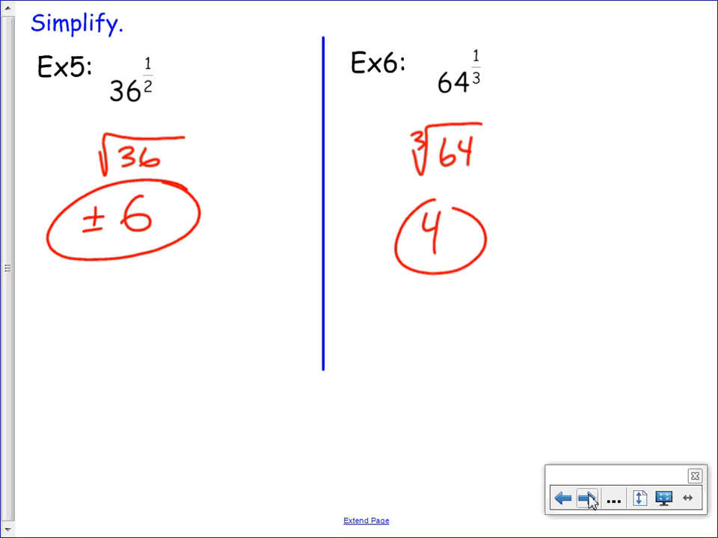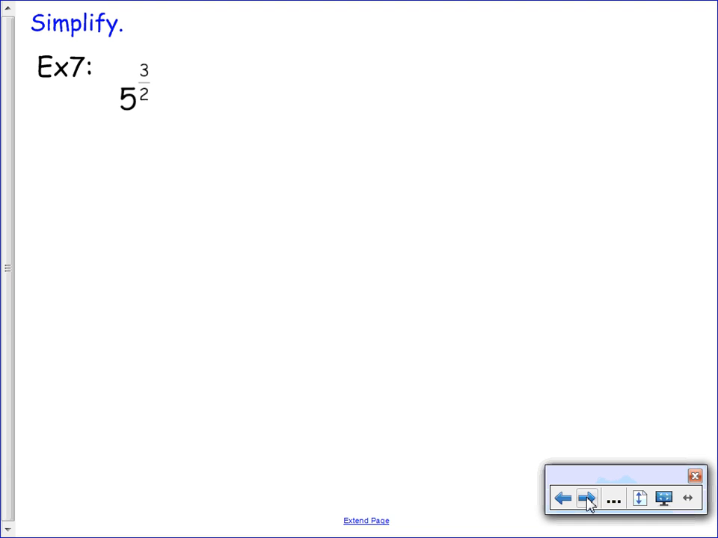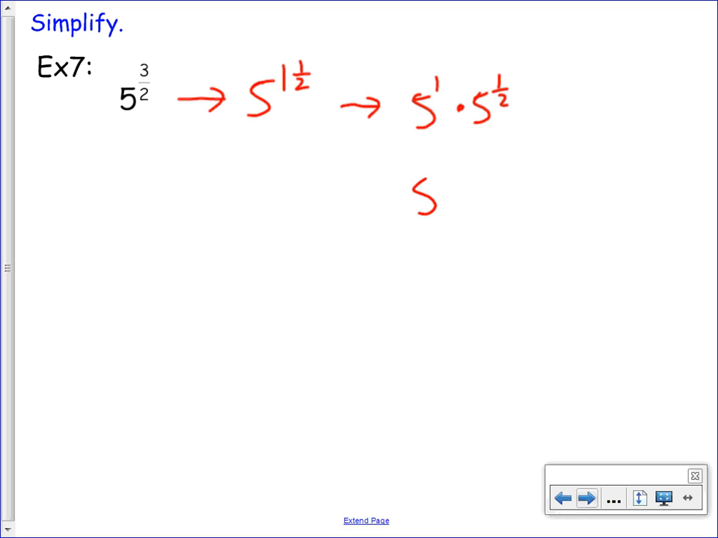Here's my favorite one. Improper fractions. If it's an improper fraction, change it to a proper fraction. So this is 5 to the 1 and 1/2. Okay? So think about it. This is 5 to the first power times 5. So this would just be 5, as it's a square root, plus or minus.